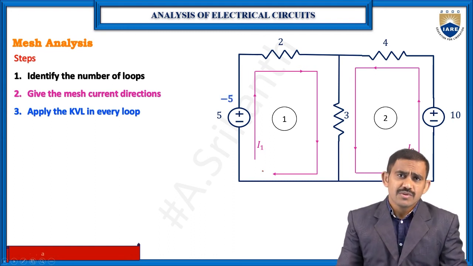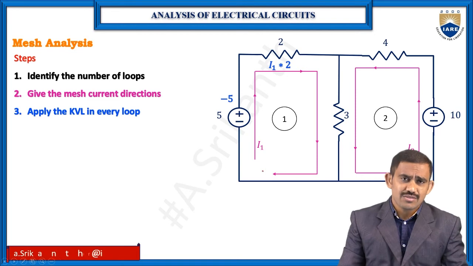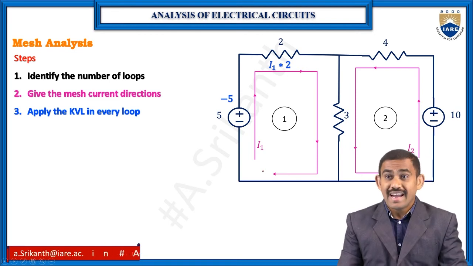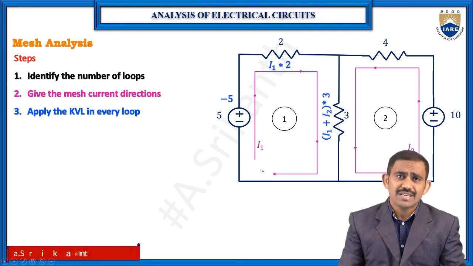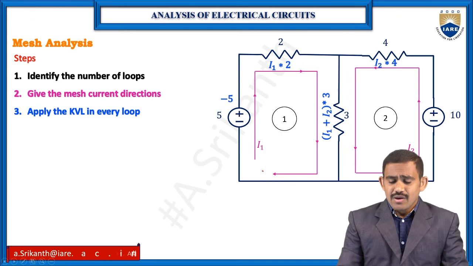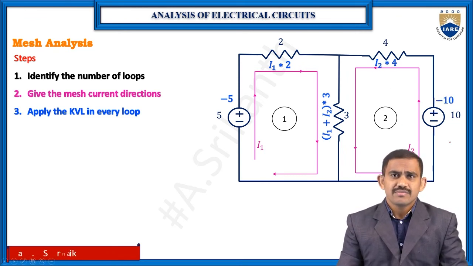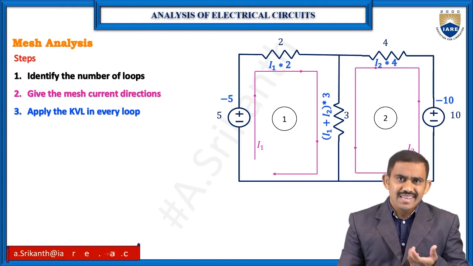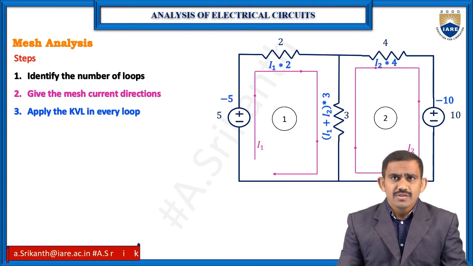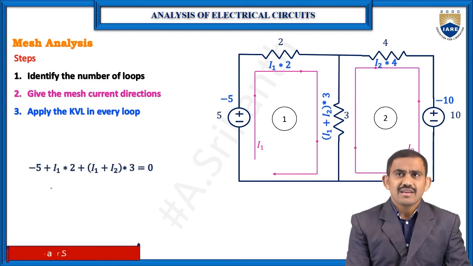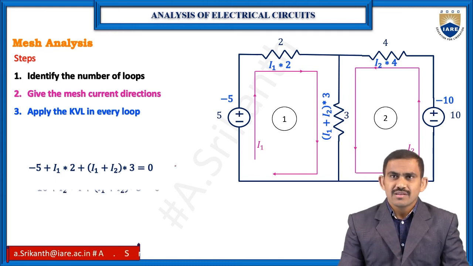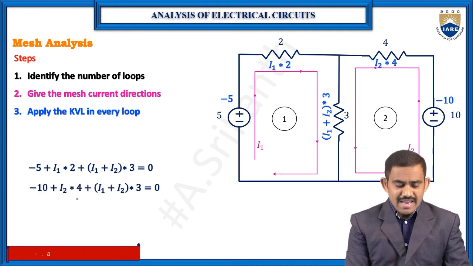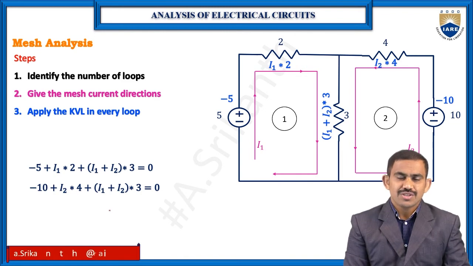So the voltage drop across the source is minus 5. The voltage drop across the 2 ohm resistor is I1 into 2. The voltage drop across the 3 ohm resistor is (I1 plus I2) into 3. Same as your 4 ohm resistor, it is I2 into 4, and the voltage drop across the 10 volt source is minus 10. Now write the equations. The loop 1 equation is minus 5 plus I1 into 2 plus (I1 plus I2) into 3 equal to 0. And same thing, the loop 2 equation is minus 10 plus I2 into 4 plus (I1 plus I2) into 3 equal to 0.